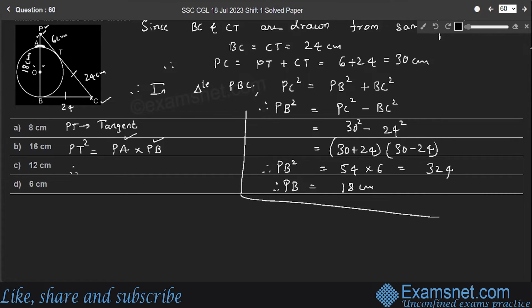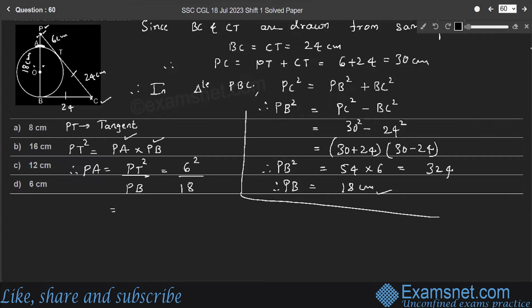So here we know the value of PB. We need PA, right? So it is PT square by PB. PT square, what is the value of PT? 6. It's a square. PB is 18 centimeter. Just now we have calculated.